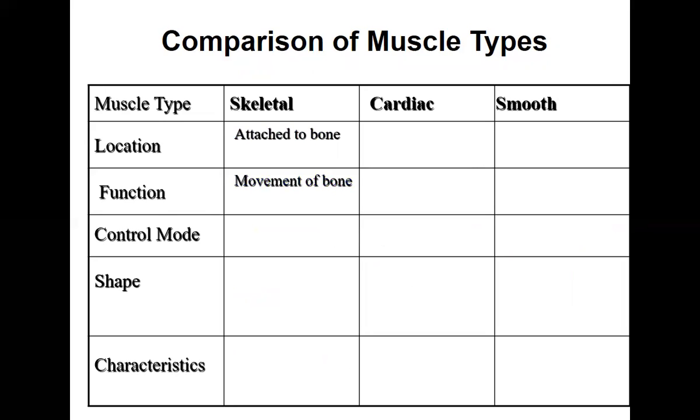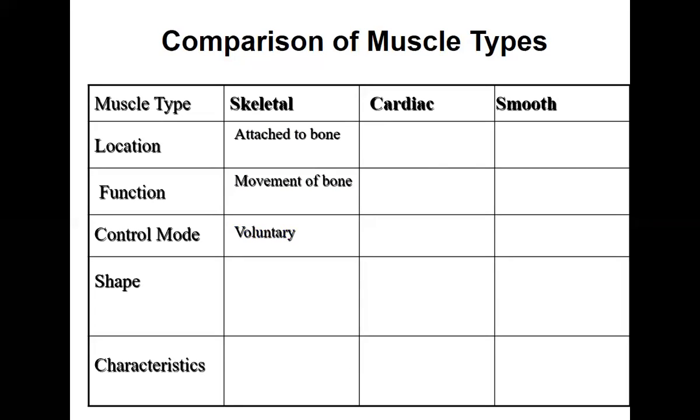Then the function of this skeletal muscle is movement of the bone. Because it is attached to the bones, it helps in the movement. That's why we can walk, we can sit, we can stand, because these muscles are attached to the bones, which help in the movement of the body.